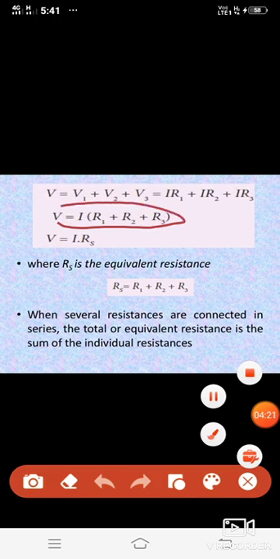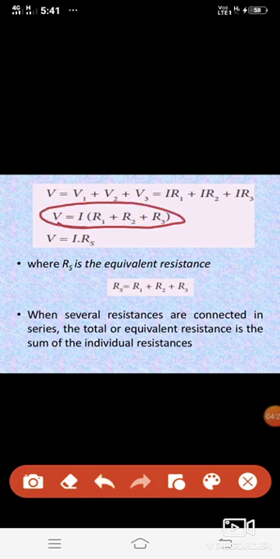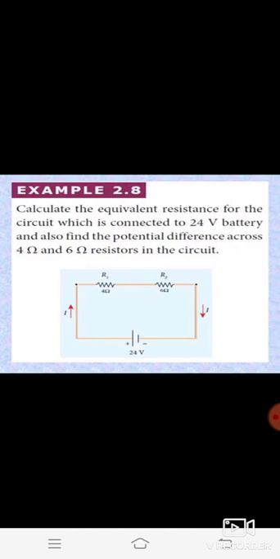From this we can write V is equal to I into RS, where RS is the equivalent resistance. It can be written as R1 plus R2 plus R3. When resistors are connected in series, the equivalent resistance RS is equal to R1 plus R2 plus R3. So from the equation: when several resistors are connected in series, the total or equivalent resistance is the sum of the resistances of the individual resistors. Okay students, based on this we are going to discuss one example sum.